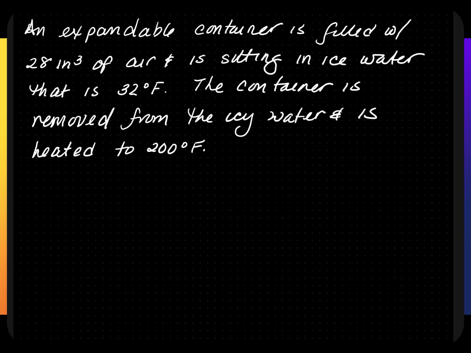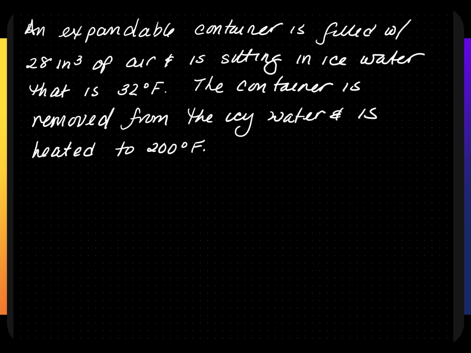Pause the video, try this problem on your own, and then check your answer. An expandable container is filled with 28-inch cube of air and is sitting on ice water that is 32 degrees Fahrenheit. The container is removed from the icy water and is heated to 200 degrees Fahrenheit.